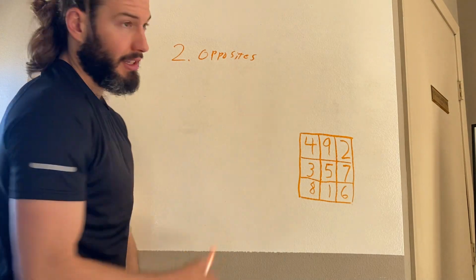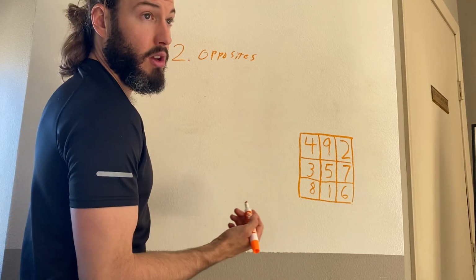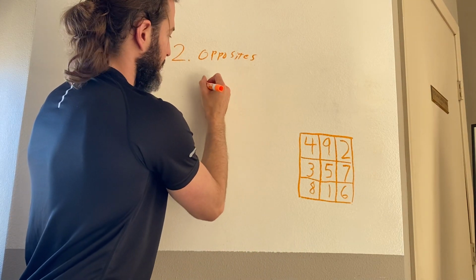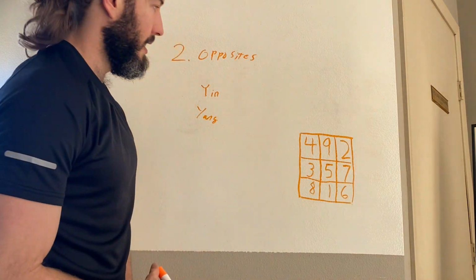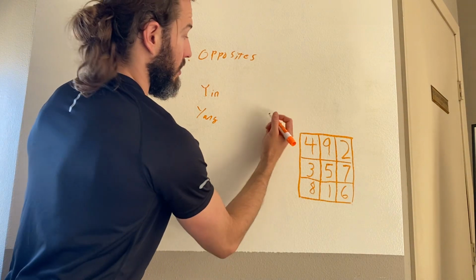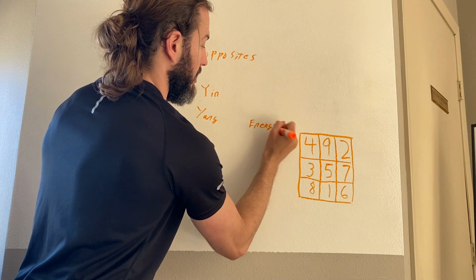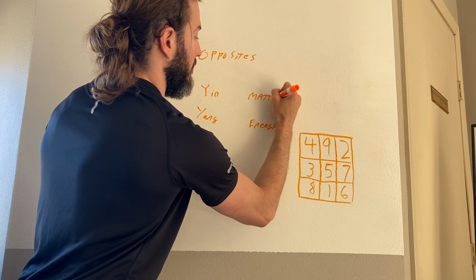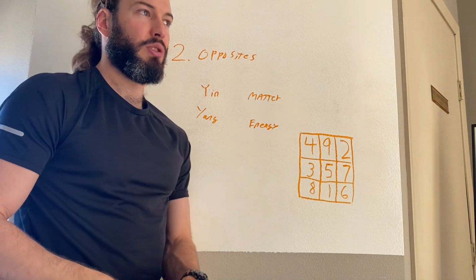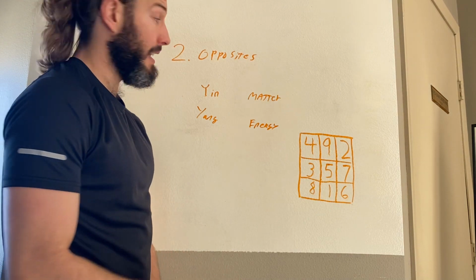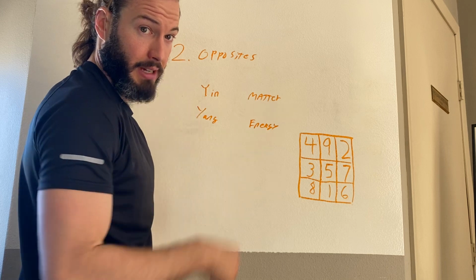So 2 is going to be opposites, okay? So now we're gonna take opposites, we're gonna expand a little bit. We're gonna say yin and yang. This is the Eastern way, but how about we make it a little bit more something that we feel comfortable with? So how about, let's say, energy and matter. Okay? So these principles can kind of swap around, but right now we're going to say that yin is going to be matter and yang is going to be energy. Okay?